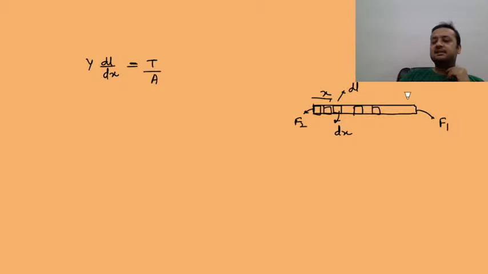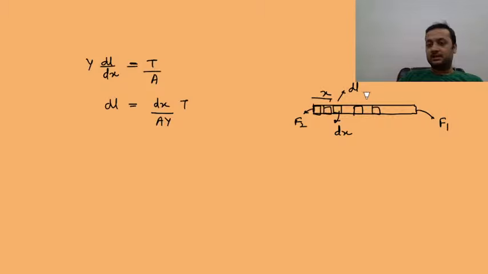Only tension varies linearly. Tension goes on increasing linearly, which will make the elongation increase linearly, because from here you should be able to realize that dl is a linear function. Dl is directly proportional to tension. Dl you can see is the elongation in a small element. So elongation in this element is directly proportional to the tension. You should be able to understand this.